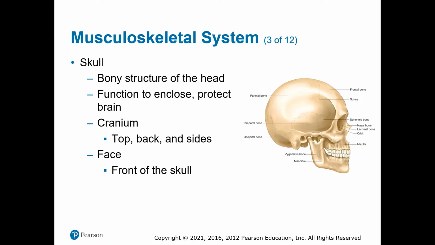So each side has a temporal bone and a sphenoid bone. And then you have your frontal bone, which is the front part of the cranium, the forehead, if you want to call it that. And then the top of the head would be the parietal bone, and the bottom of the back of the head is the occipital bone.